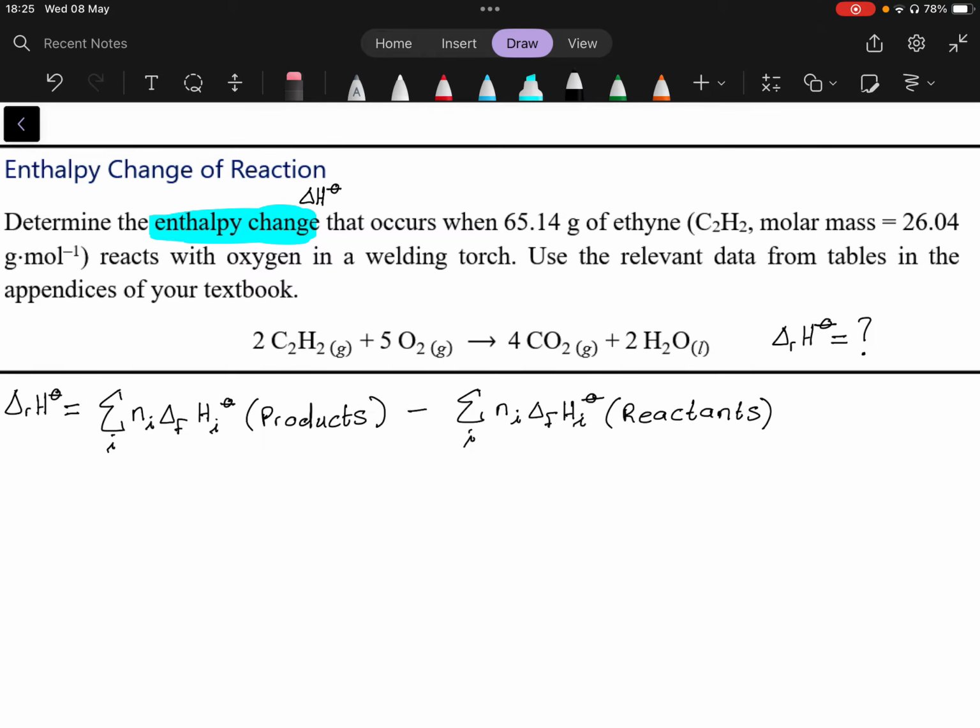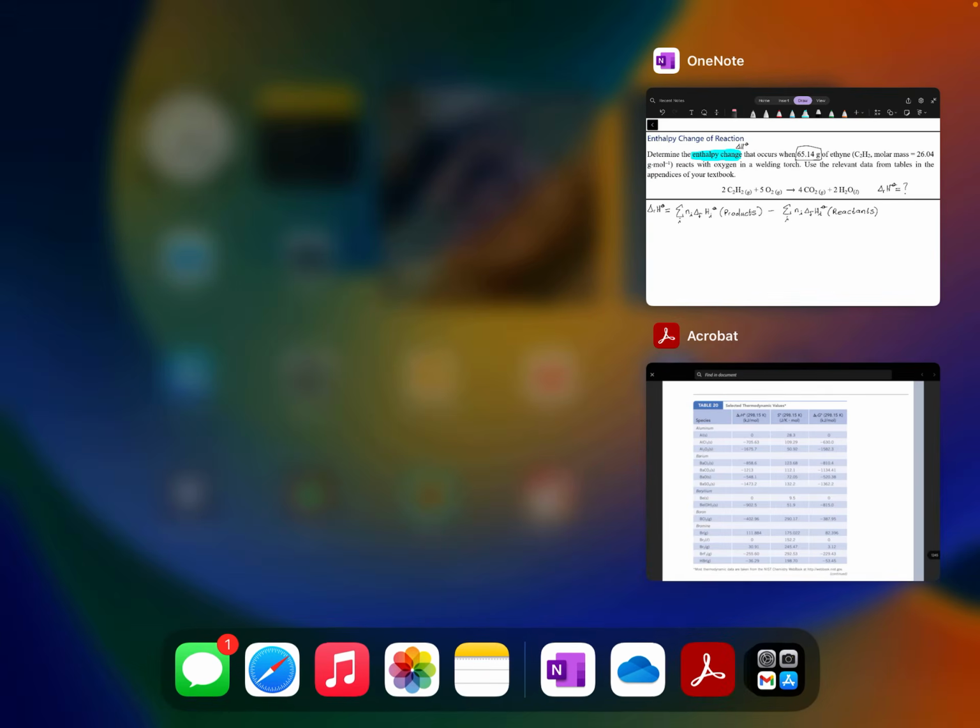So we first want to calculate the enthalpy of reaction and then use that along with the amount of the reagent to then calculate the enthalpy change. Right, so the first thing is to calculate the enthalpy change of reaction. And for that, we use this formula where we use the formation enthalpies and the stoichiometric coefficients of the reaction.